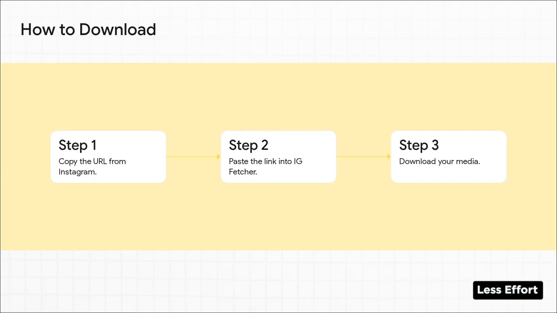Okay, so here's the play-by-play. It's super straightforward. First, you're on Instagram, you find that post you want to save, you hit the share button, and just copy the link. Easy enough? Then you just hop over to the IG Fetcher website, you'll see a box, paste the link right in there, and hit download. That's it, seriously. In just a few seconds, boom, your file is ready to save.